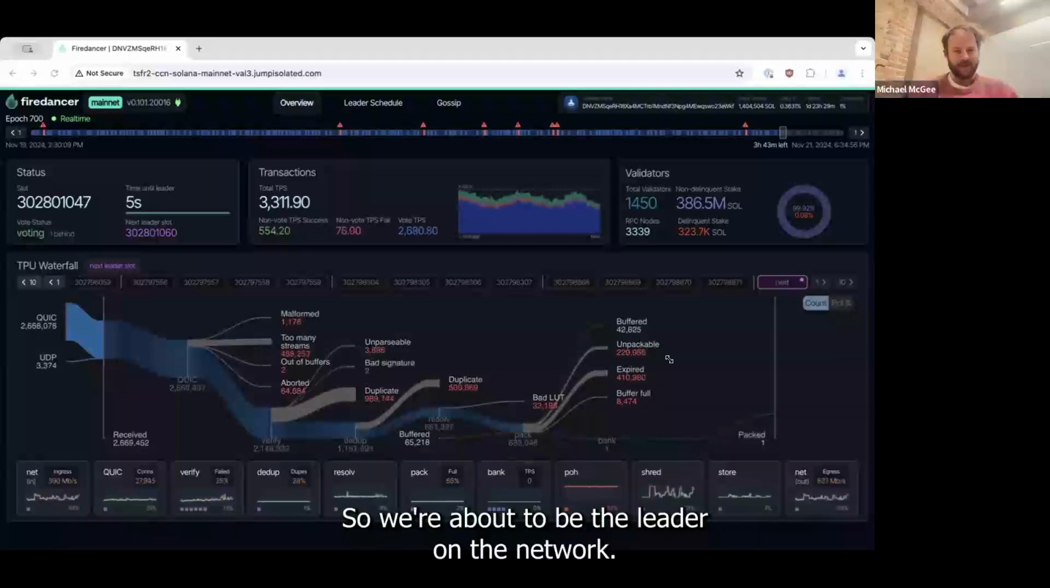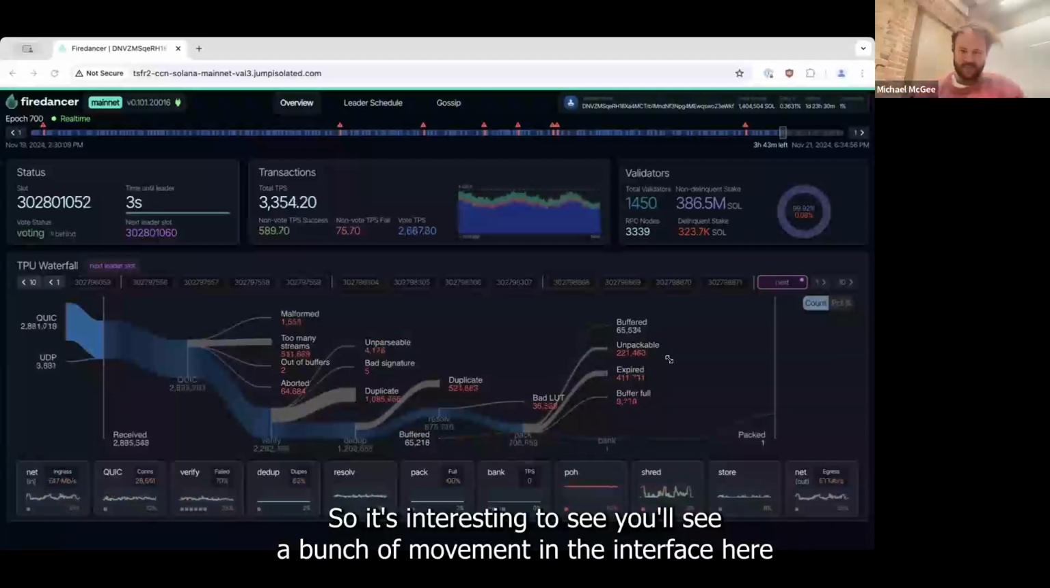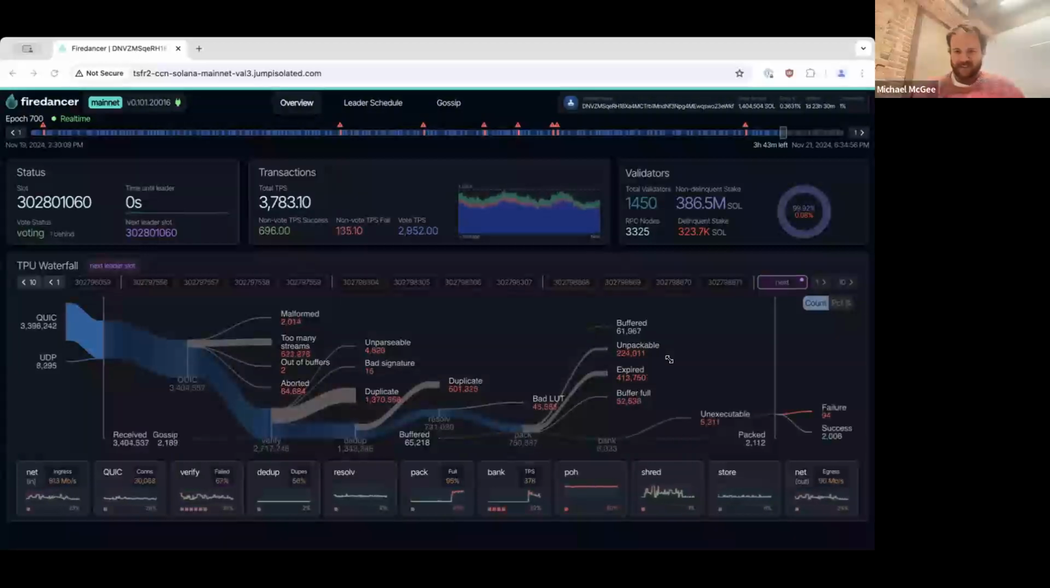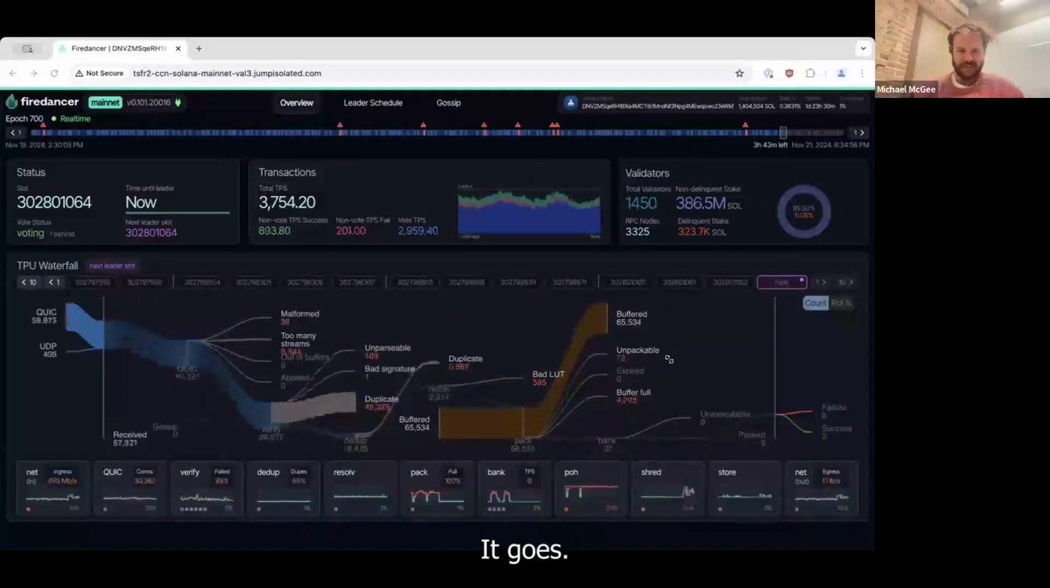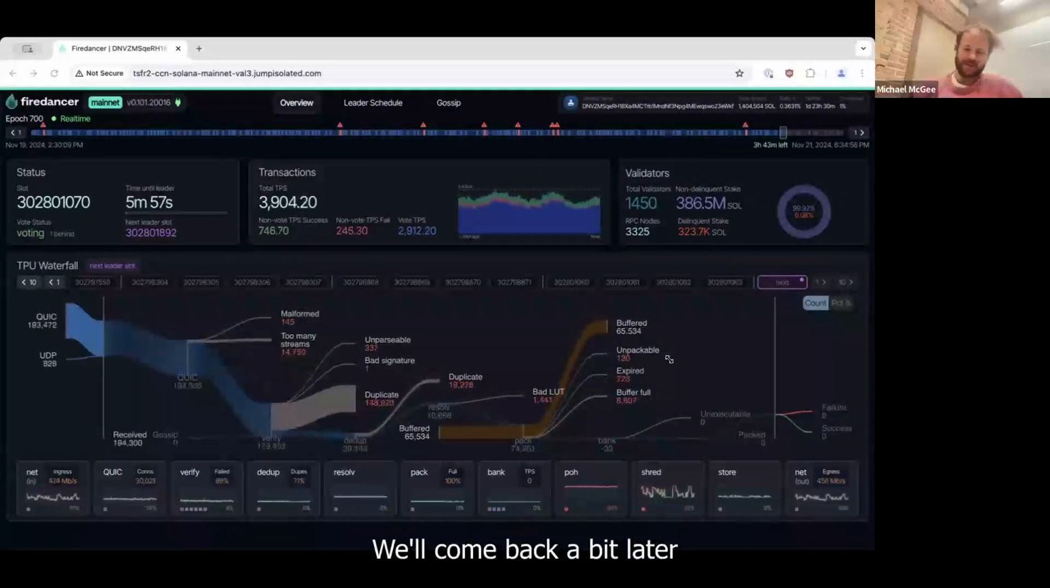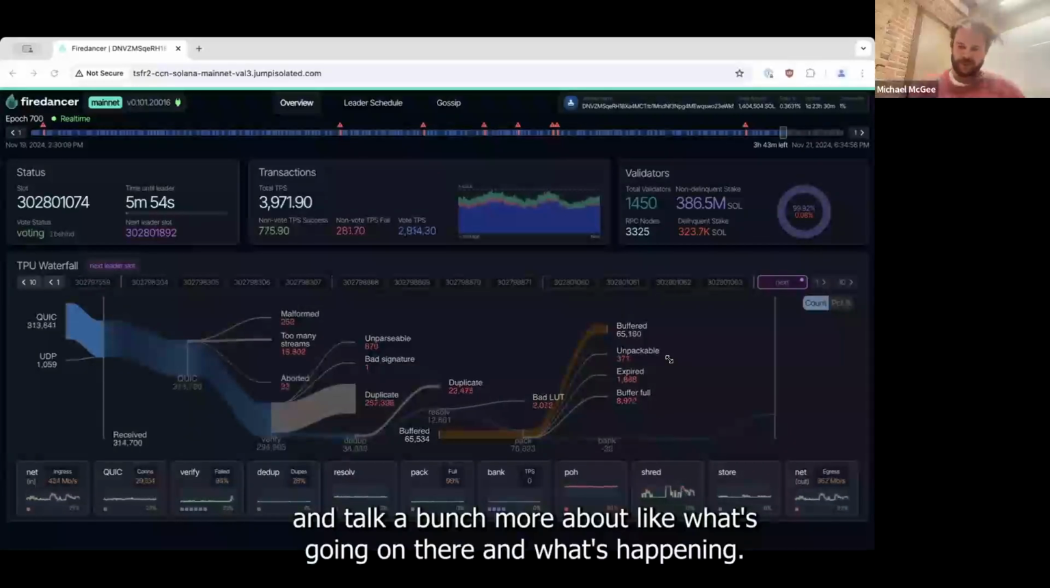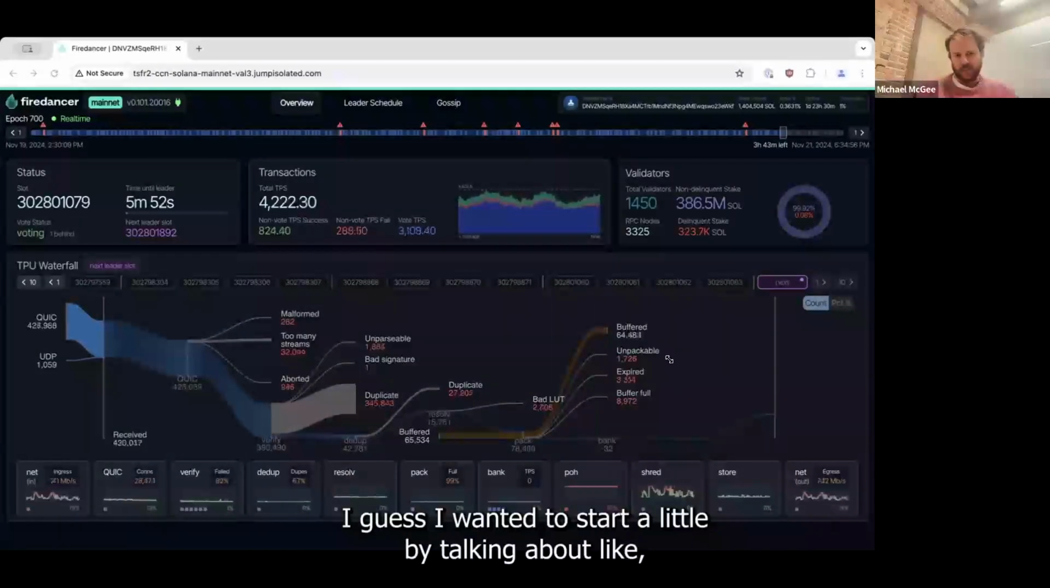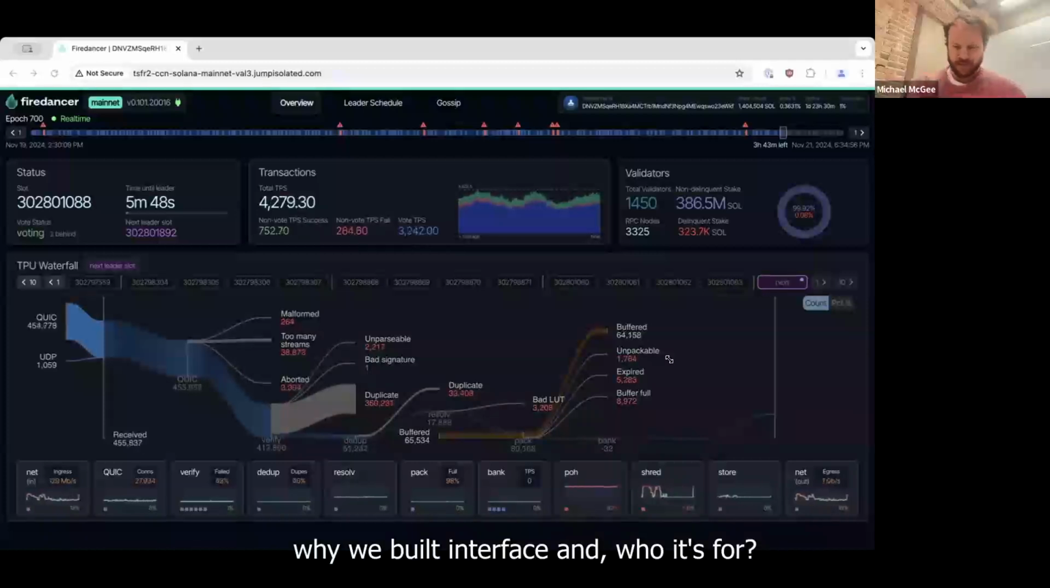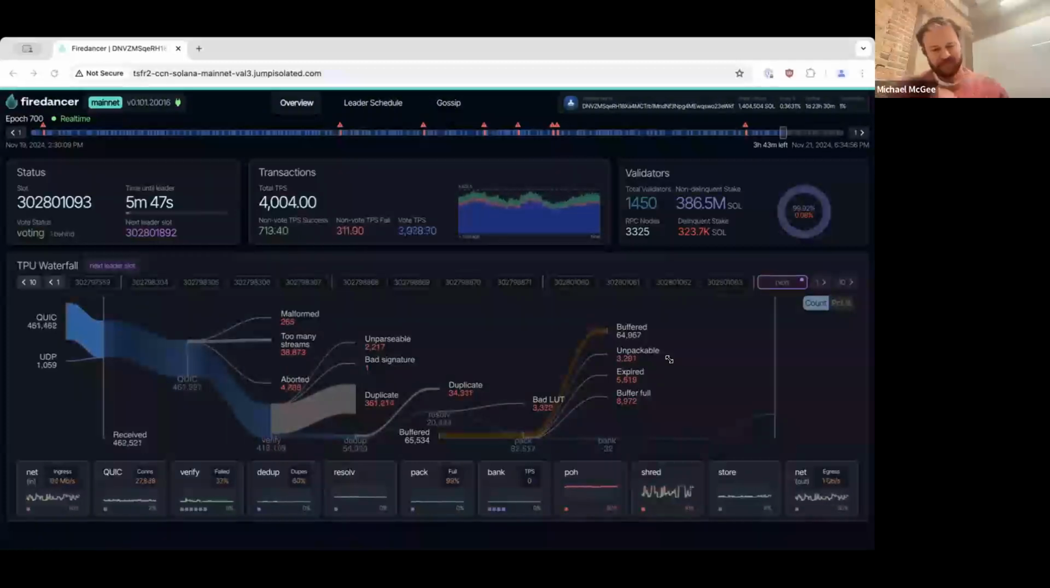Yeah, so we're about to be the leader on the network. So it's interesting to see. You'll see a bunch of movement in the interface here. And there it goes. We'll come back a bit later and talk a bunch more about what's going on there and what's happening. I guess I wanted to start a little by talking about why we built the interface and who it's for.